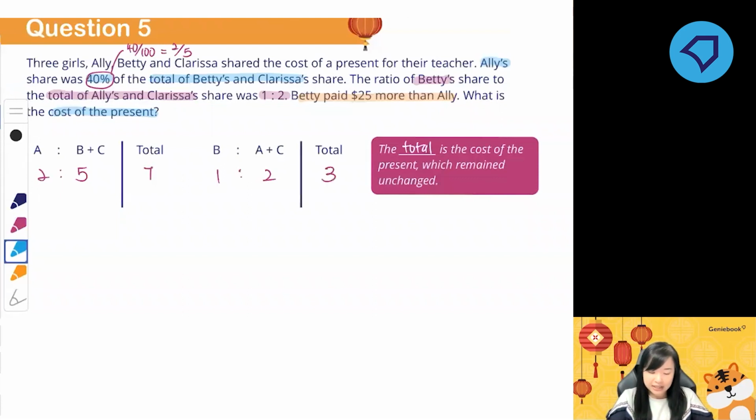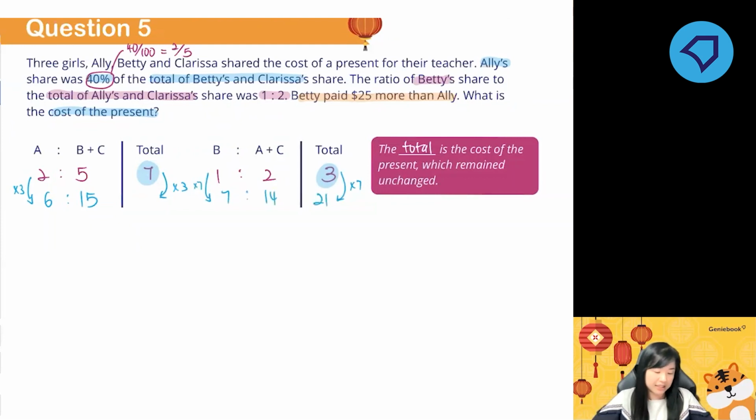And we want to make it the same, right? For the total. Can you tell me what's the common multiple for 3 and 7? 7. Very good. Okay. I'm going to times. So 7 will times 3. So it's 6 and 15. The other side 3 will times 7, which will give us 7 and 14 and 21.